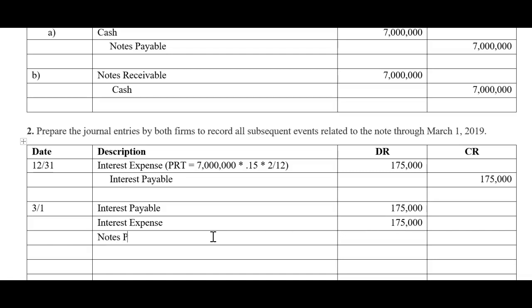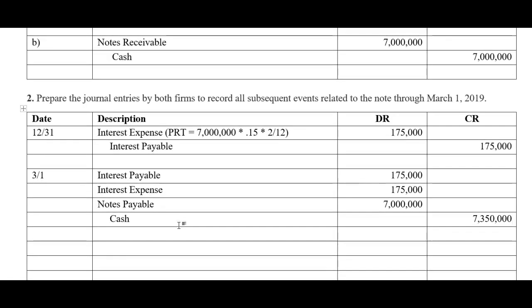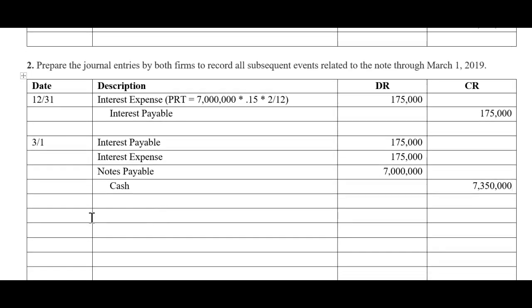Then we also have to get rid of the notes payable because we're physically paying off the original $7 million note. Now, the last thing we have to show is that we're actually writing a check to Brant Bank for $7,350,000, or the maturity value of the note, which is the total principal on the note, $7 million, plus the total interest on the note of $350,000.